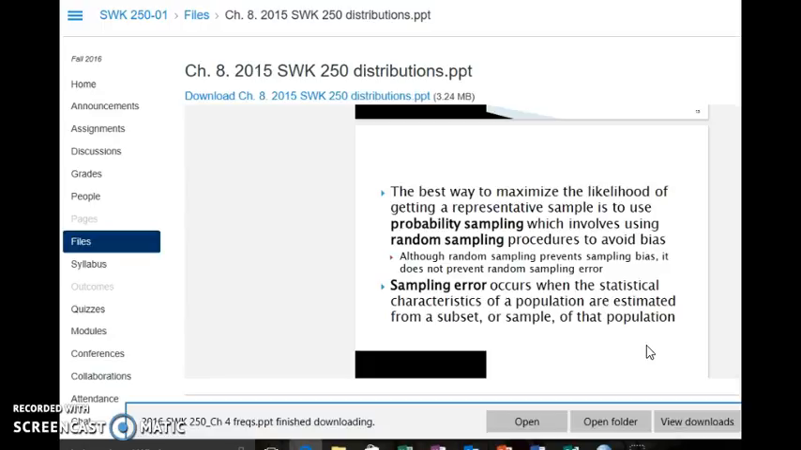All right, so it has to do with probability sampling. And in the best case scenario, you would have to have random sampling so that you can avoid bias, anything that might affect negatively or adversely affect your results that didn't have anything to do with your intent. So sampling error occurs when statistical characteristics of the population are estimated from the subset or sample of that population.